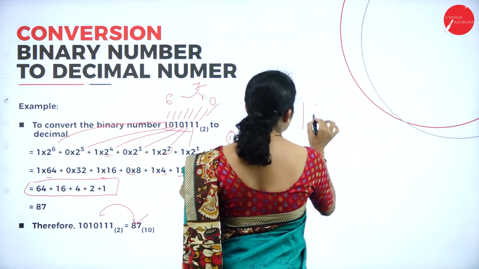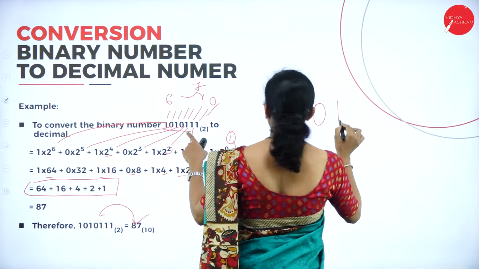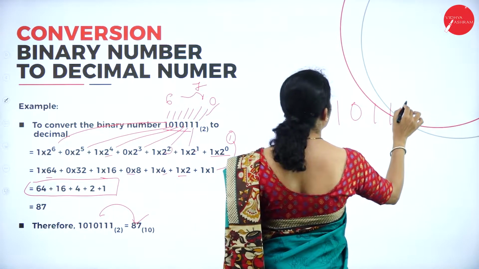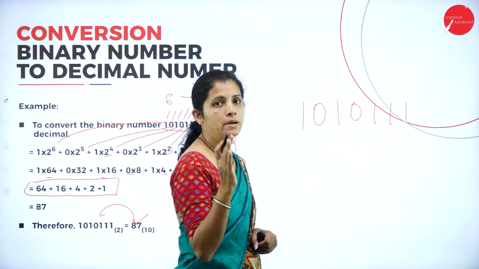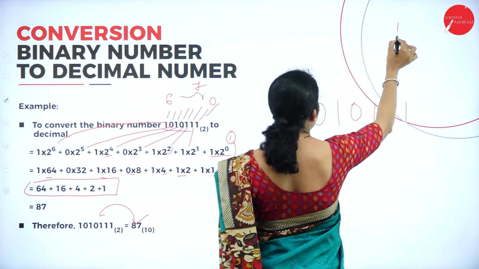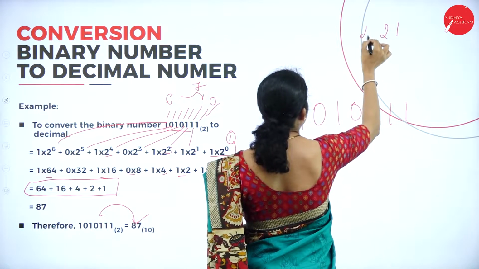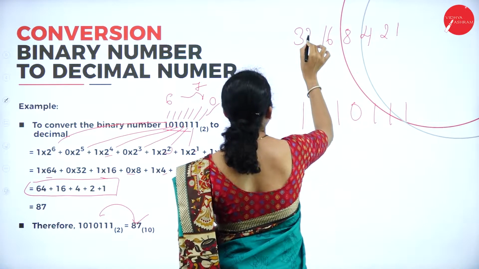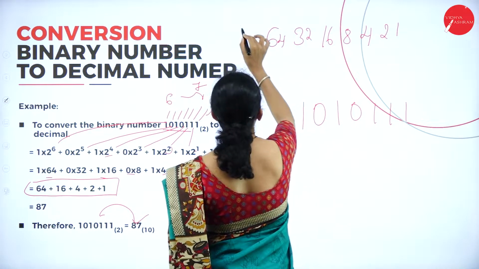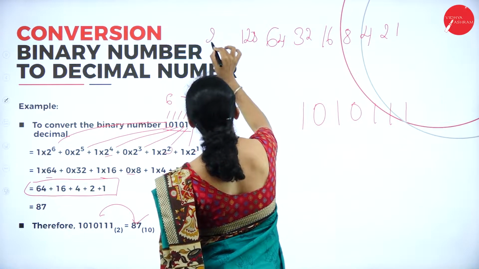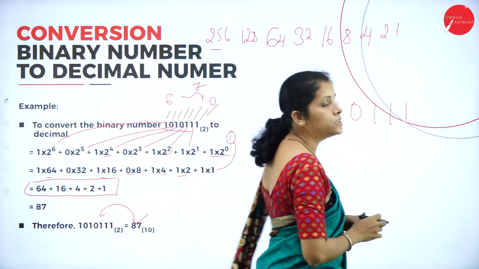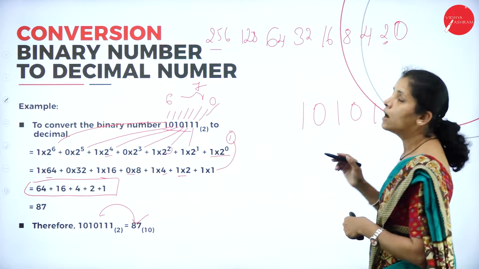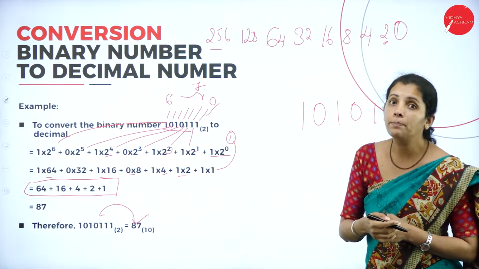I'll write the binary digit as it is, 1010111. So dear student, please remember one thing: here I will have 1, 2, 4, 8, 16, 32, 64, 128, 256. So it's going to continue. First I want to consider 1 and 2, and each time I want to write the multiple of 2.